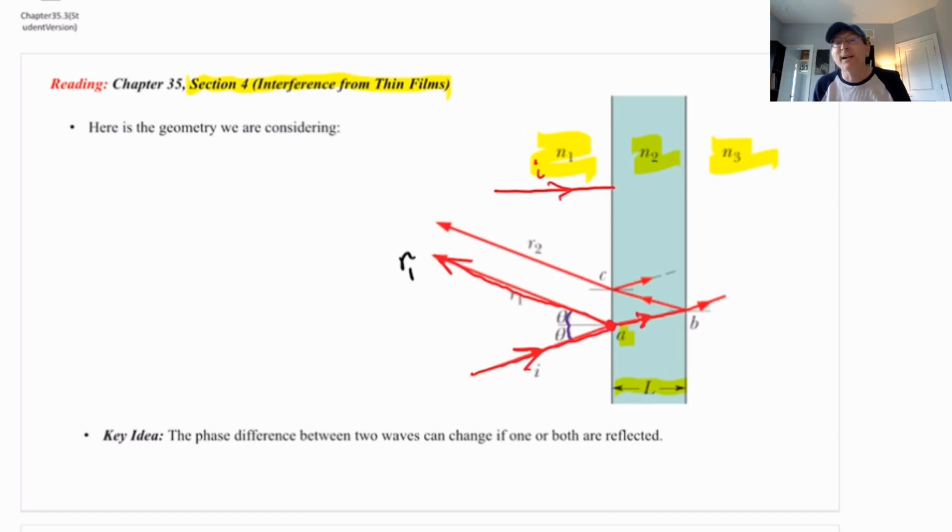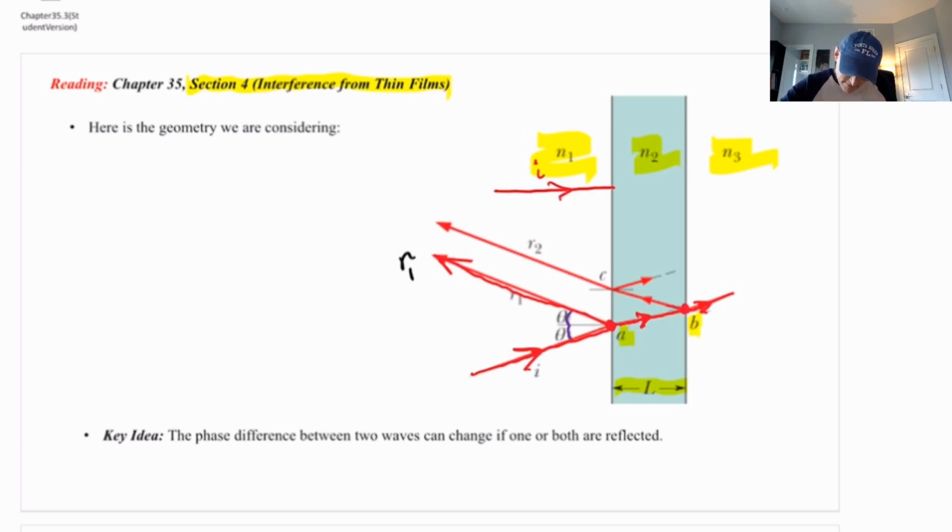Well, once it's refracted into material 2, it travels in a straight line at a speed that's whatever the speed of light is for material 2 until it gets to the right interface, right at this point, which is labeled little b in the picture. What happens there? Well, two things. Some is reflected from that interface, and some is refracted into material 3. Here's the refracted ray going into material 3. We're not interested in it in this particular situation.